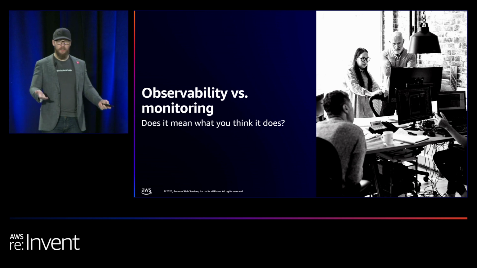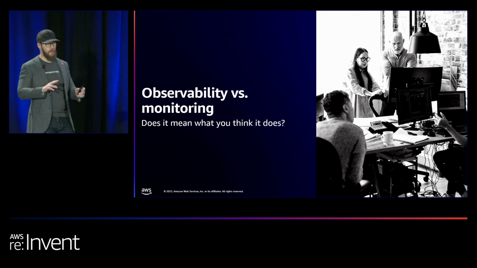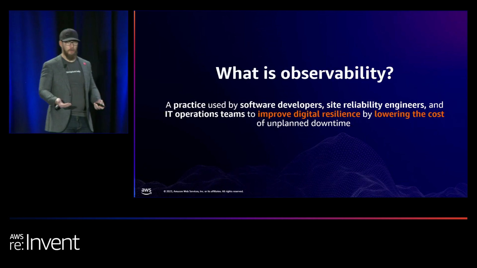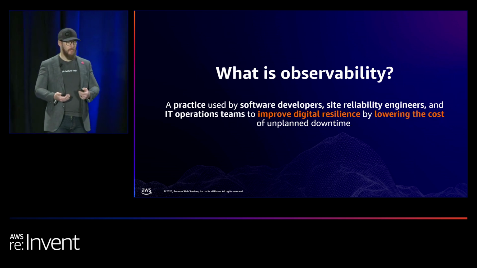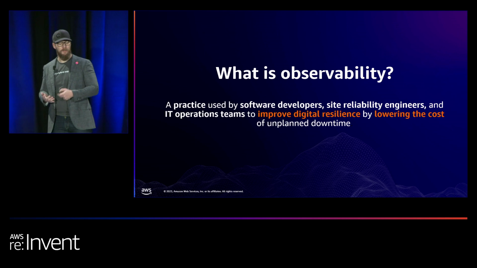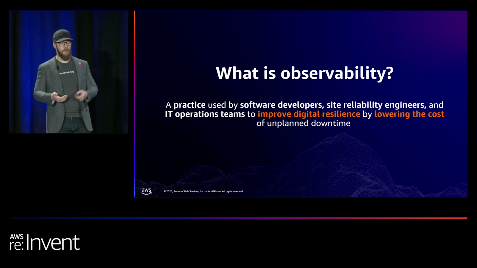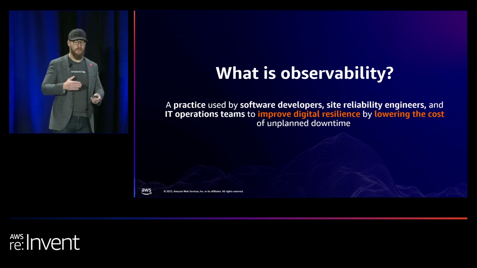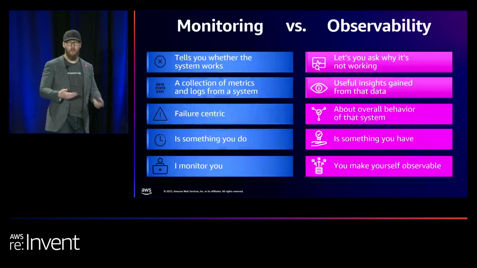So observability versus monitoring. At Splunk, we talk about this all the time. This gets conflated a lot. What we mean by observability when Splunk talks about it is a practice used by software developers, SREs, IT ops teams, and others to improve digital resilience and lower the cost of unplanned downtime. That doesn't mean that you're waiting to react to something. It means that you are being proactive in ensuring uptime and availability so that you don't have to react.